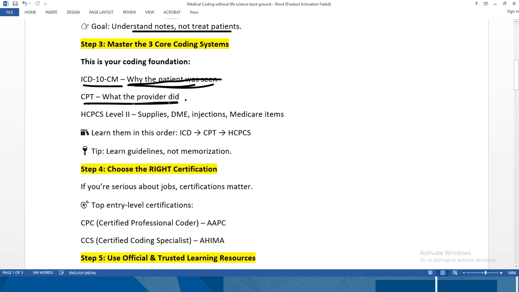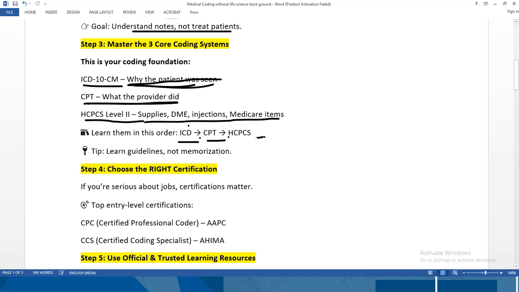And also in the inpatient setting, we will use ICD-10-PCS. Next, HCPCS Level 2. Here, the physician has performed one procedure. If the patient needs to undergo that procedure, he needs supplies, DMEs, injections and medical items, which come under HCPCS Level 2. So you just need to learn like this: first ICD, then CPT, then HCPCS.